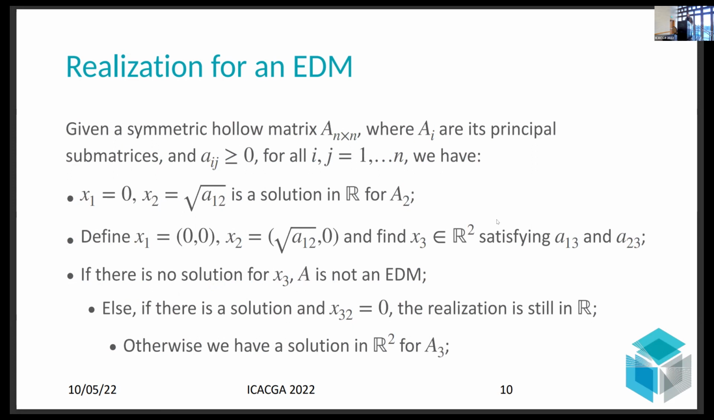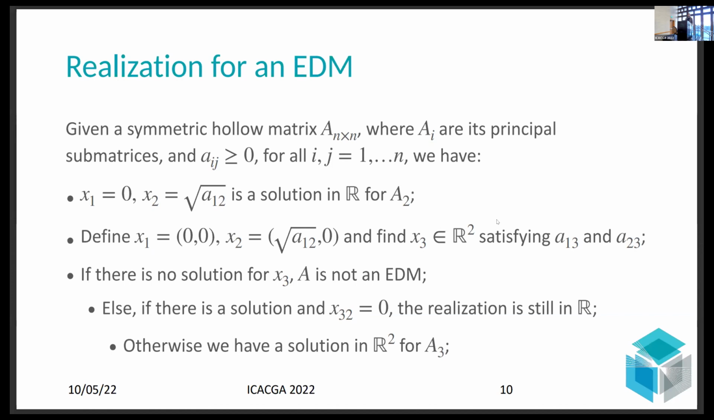So again, given a symmetric column matrix, we define the submatrices. For the first submatrix of dimension 2, we always have this solution. The first point is 0. The second point is the square root of A12. Then, to find the next point, we add a null coordinate in each vector. So now they are in the two-dimensional space, and we look for x3.